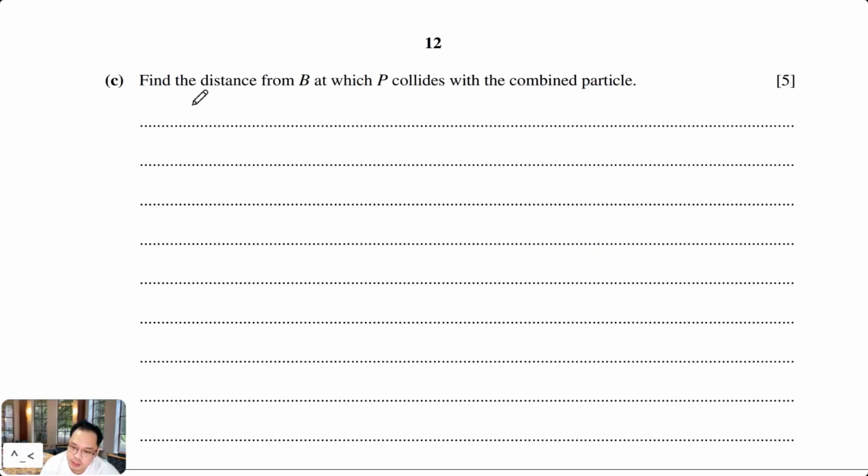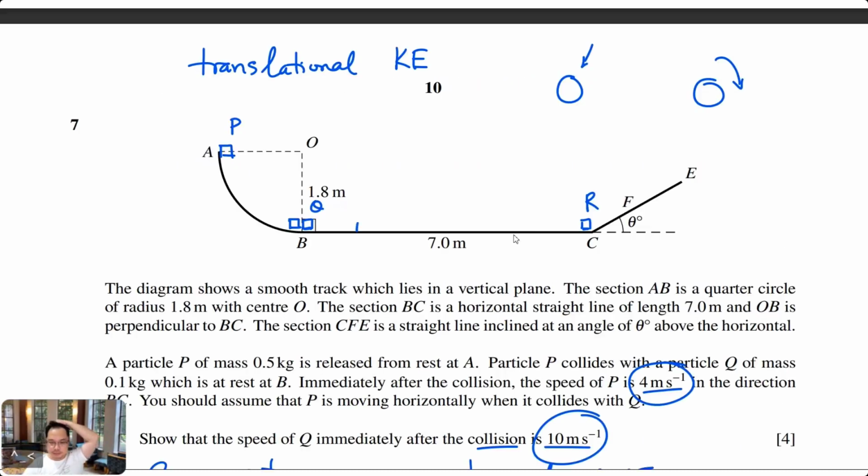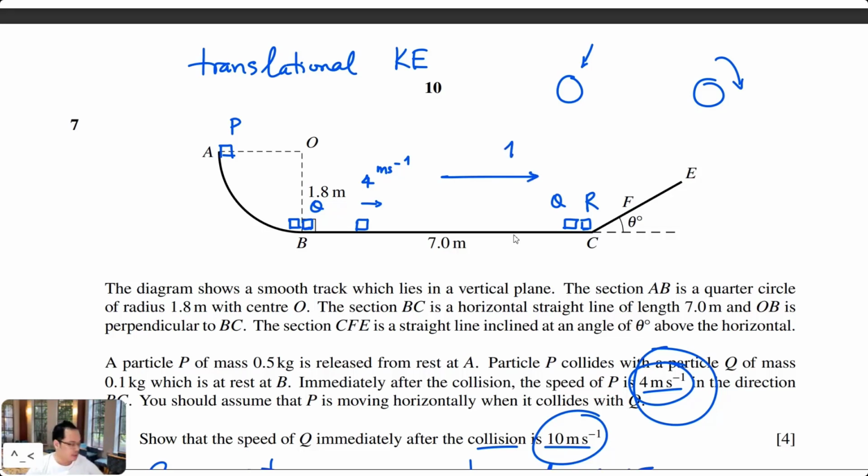Lastly, question C. Find the distance from B at which the particle P collides with the combined particle. Note that the particle P has a very low speed, which is 4 meters per second here, meaning it moves very slowly compared to the particle Q moving very fast with a speed of 10 meters per second. So Q will move ahead. VQ here is 10 meters per second.